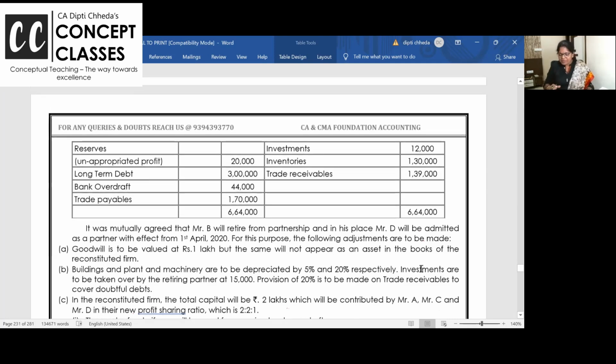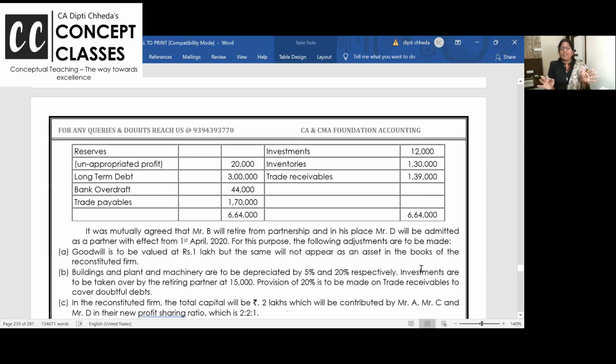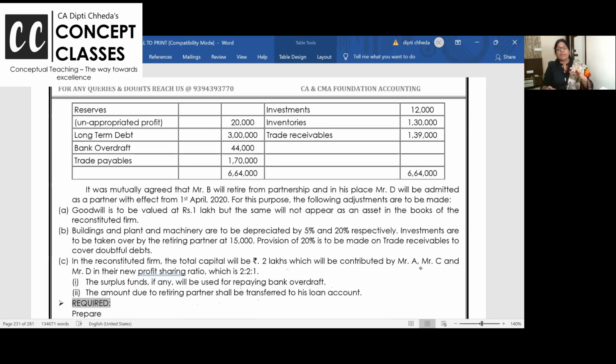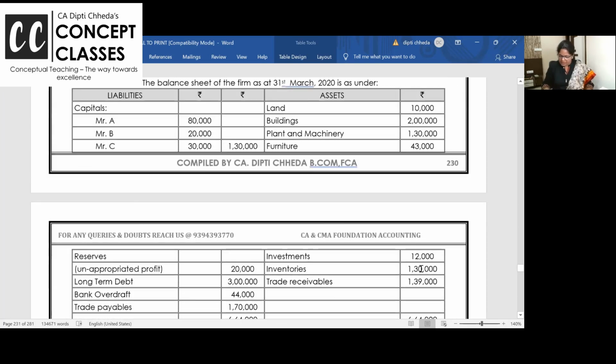There is nothing much in it. No rectification, no splitting, a routine, simple problem. The only thing is, one partner is retiring, B, and D is coming on the same day. If it is a different day, only split the capital accounts. Here it is not needed. So the 13th problem we are doing in notebooks.